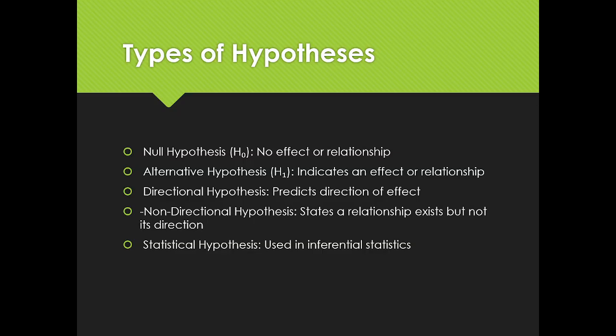You see the direction. But non-directional is telling us that there is a relationship, whether it increases or decreases, we don't know, but there is a relationship. So the increase in one may lead to the decrease in the other, or vice versa. That is non-directional hypothesis. Then statistical hypothesis. It is formulated in terms of statistical parameters and tested using quantitative method.